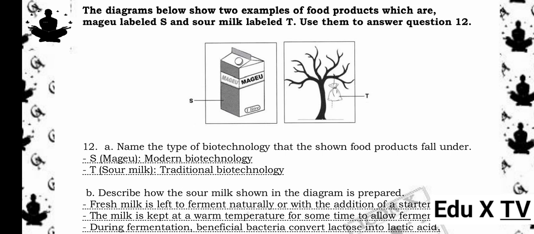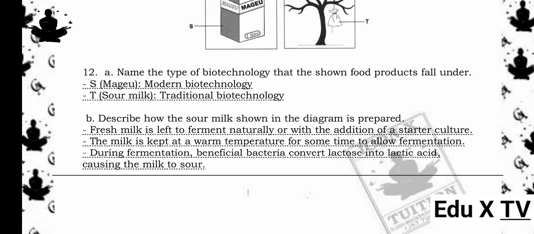B. Describe how the sour milk shown in the diagram is prepared. Fresh milk is left to ferment naturally or with the addition of a starter culture. The milk is kept at a warm temperature for some time to allow fermentation. During fermentation, beneficial bacteria convert lactose into lactic acid, causing the milk to sour.